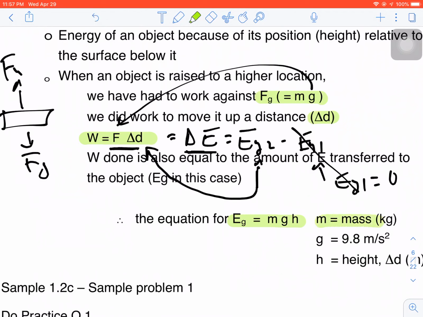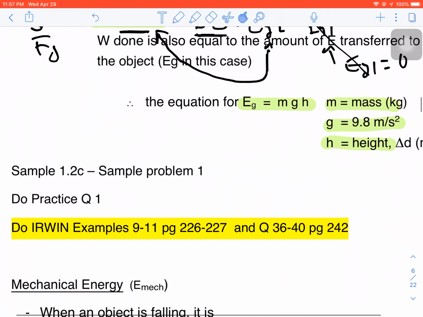Notice m has to be in kilograms, g will be what we know it to be, and h is the height that the object is going to be, or the delta D that I raised the object vertically. So if I look at 1.2c down here, I'm going to look at the sample problem for 1.2c.